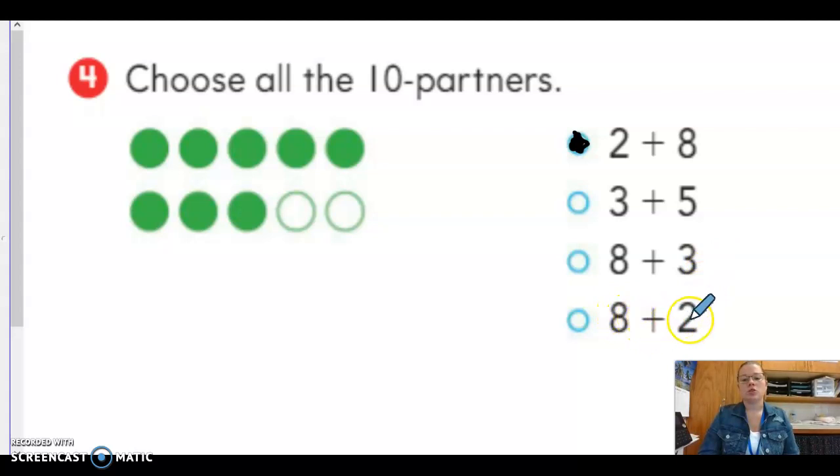Next, we have 8 and 2. Oh, that's the switch partner of this one above, so that is a partner of 10. So we filled in the top one and the bottom one. Excellent.